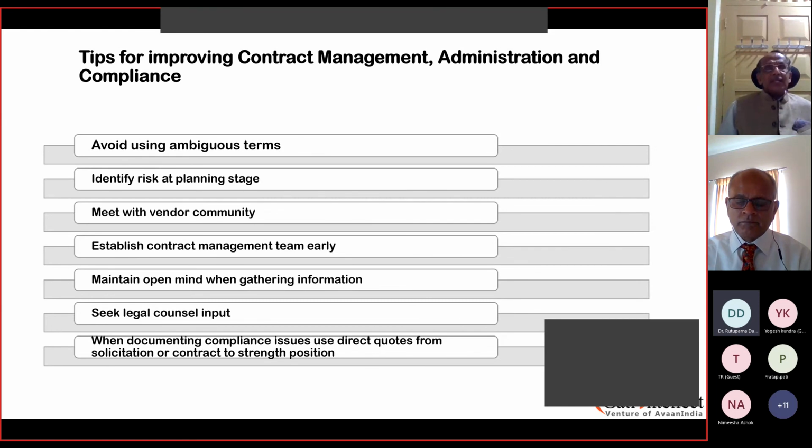So the contract has to be entered with an open mind and open discussions. Whatever things have to be ironed out, it has to be ironed out in the pre-tender meeting itself. You're free to ask questions and gather information or clarifications. Right. Seek legal counsel input. Legal counsel input is very much required.